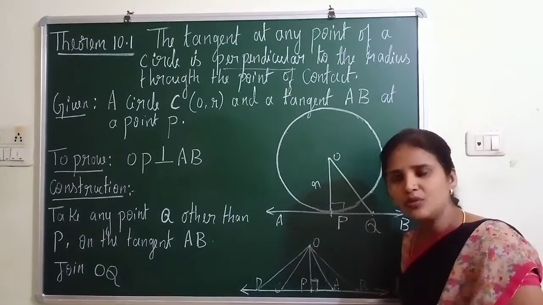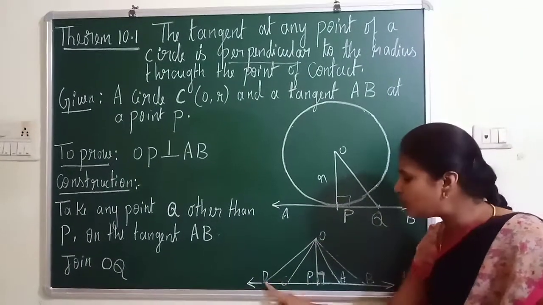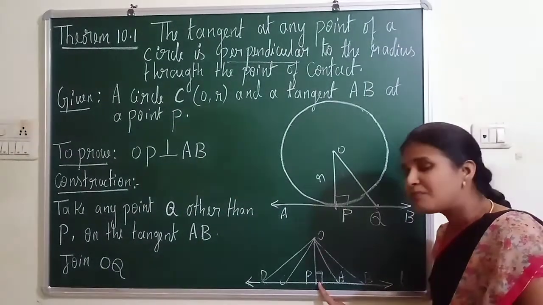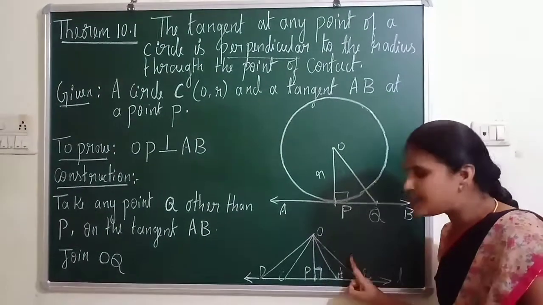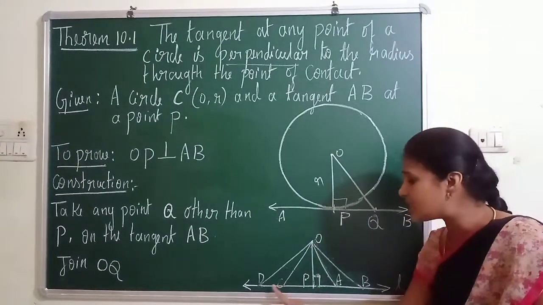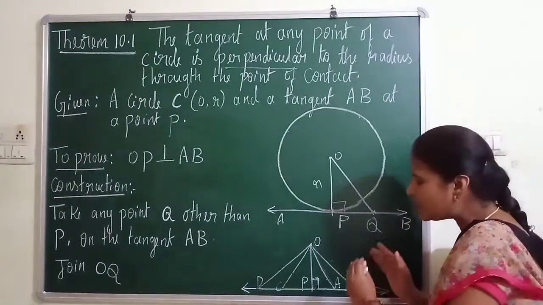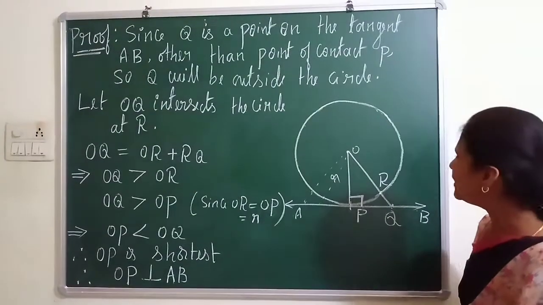Now you can conclude that the shortest line segment from a point to a line is the perpendicular. You can observe here, among all these line segments, only the shortest line segment is perpendicular to the line. So keeping this in mind, let us prove the theorem.